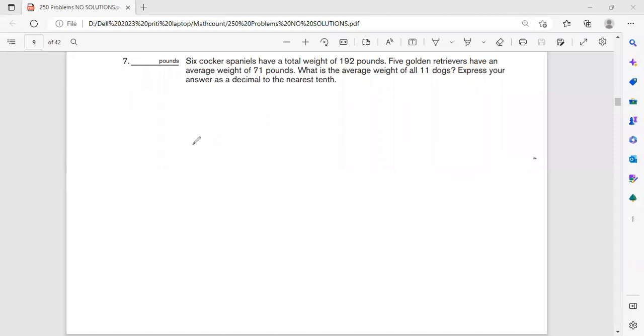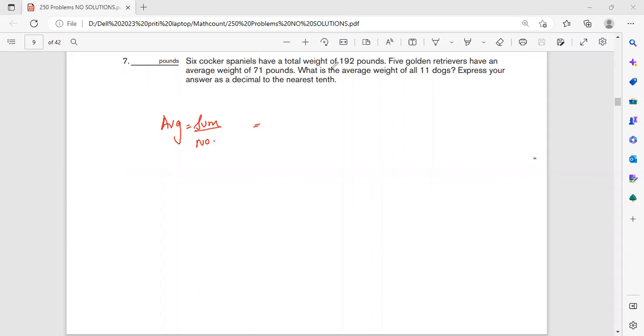Now let's go to question number 7. 6 Cocker Spaniels have a total weight of 192 pounds. 5 Golden Retrievers have an average weight of 71 pounds. What is the average weight of all the 11 dogs? So average would be sum of all observations over number of observations.